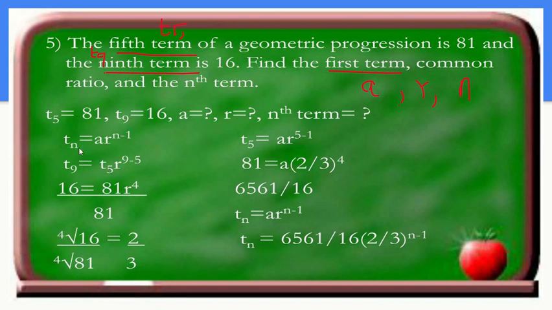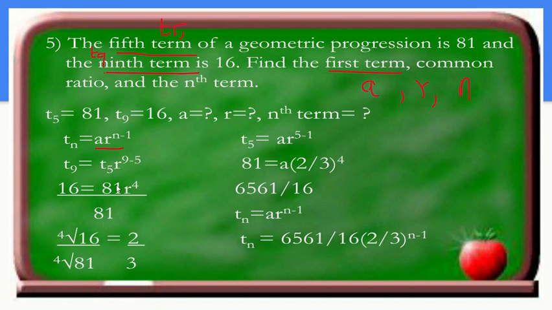So let us solve this problem. What is the Tn formula? AR power n minus 1. So if it is T9, what is the formula you will get? T9 equal to T5 into R power 4. So T9 is how much? 16, equal to, what is T5 over here? 81 R power 4. Okay, then divide by 81.